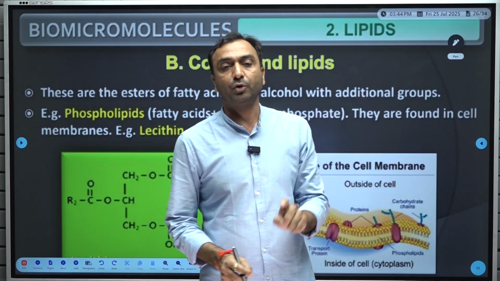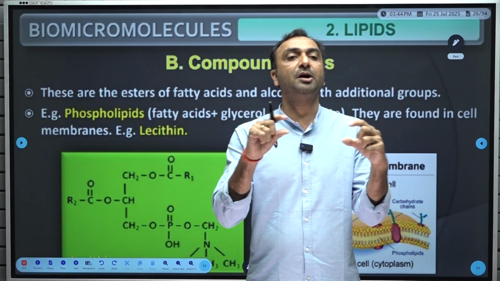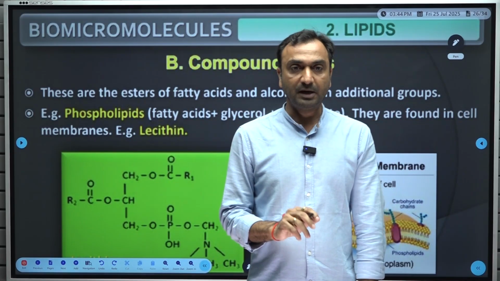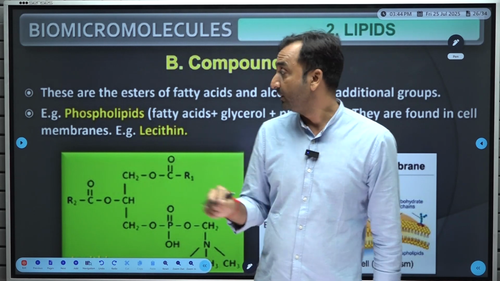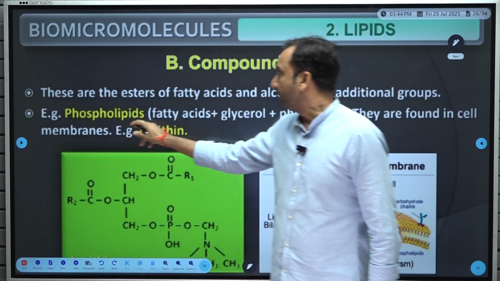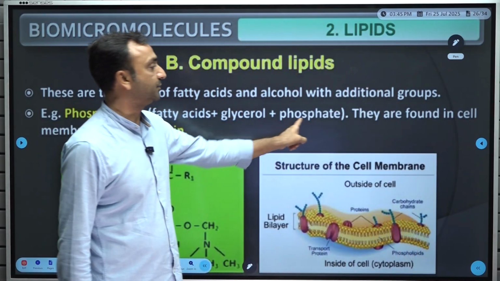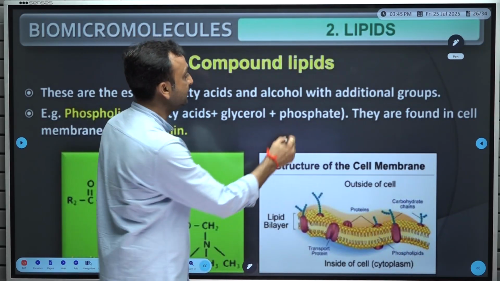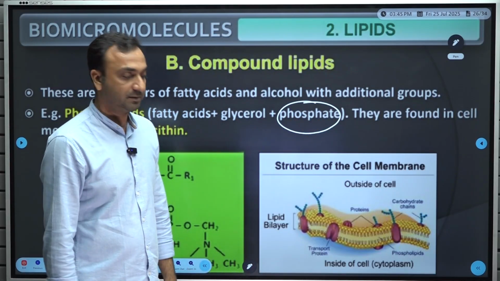Additional group means non-protein parts in it. Something which is not lipid. Right? Something which is not lipid. There is a non-lipid part inside it. Example, phospholipid which is fatty acid plus glycerol plus phosphate. So this is the non-lipid part. Phosphate. It is the non-lipid part. Right?